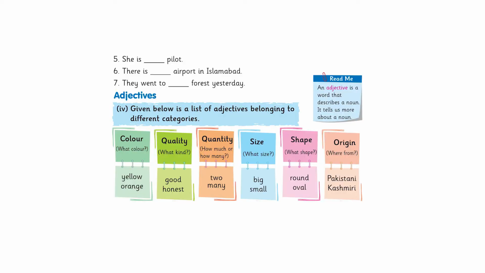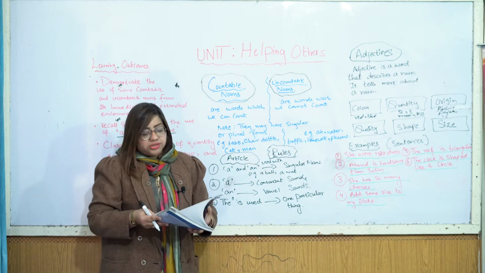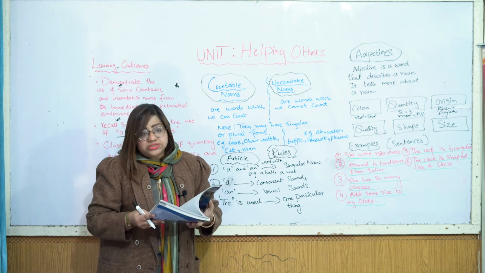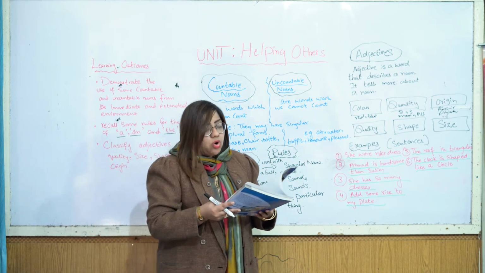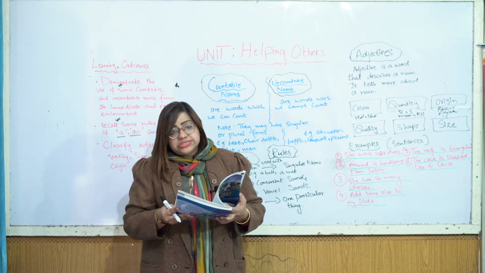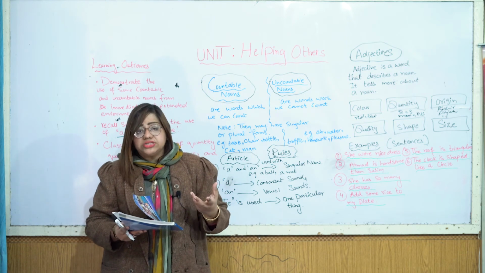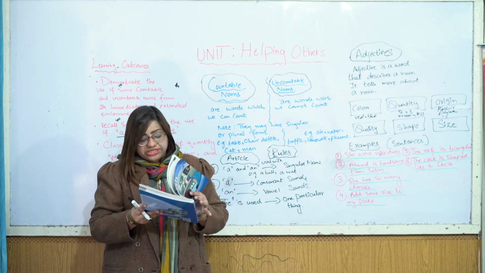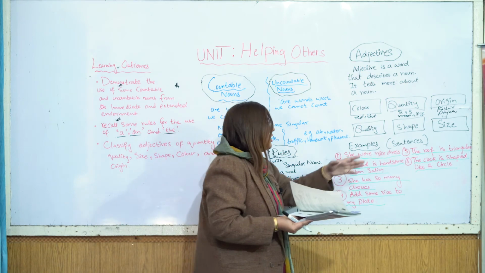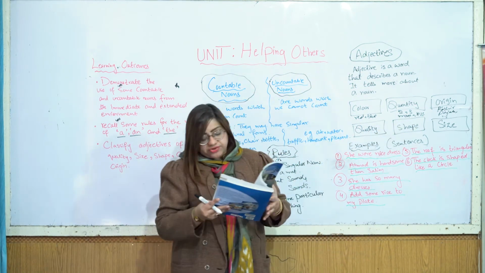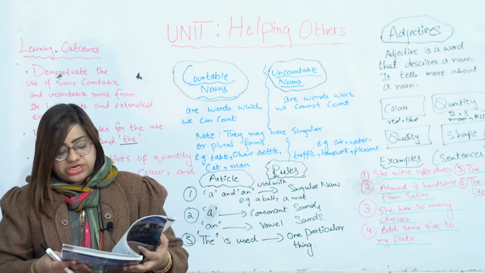Square is the shape adjective. Many is the quantity adjective. Wise is a quality. Large is the size adjective. Oval is the shape adjective. Some, we have already discussed, is the quantity adjective. Chinese is an origin adjective. And red is a color adjective.